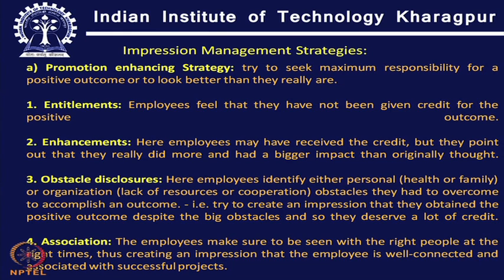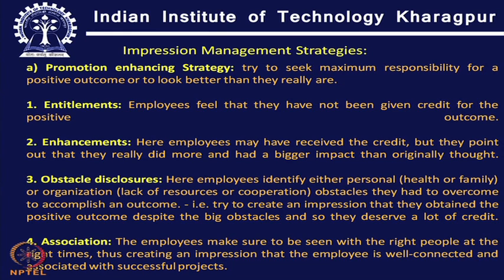In obstacle disclosures, what people do is they try to identify either personal health or family issues or organizational issues like lack of resources and cooperation, which were obstacles in their way of achieving certain outcomes. They try to put the impression that they got that big result, that positive outcome, despite the big obstacles that were in their way, and they should deserve a lot of credit for achieving the positive outcome in spite of the presence of big obstacles.